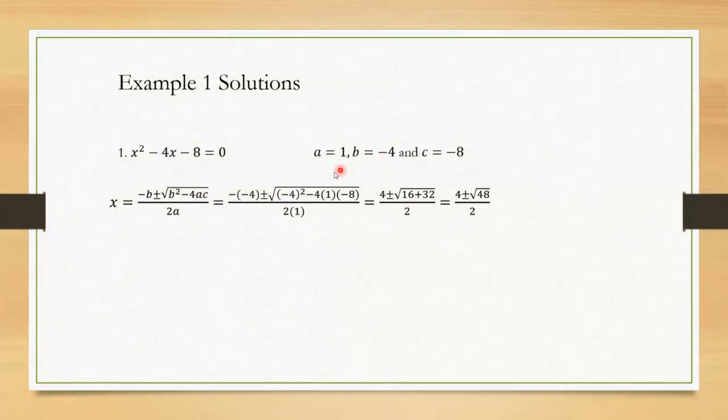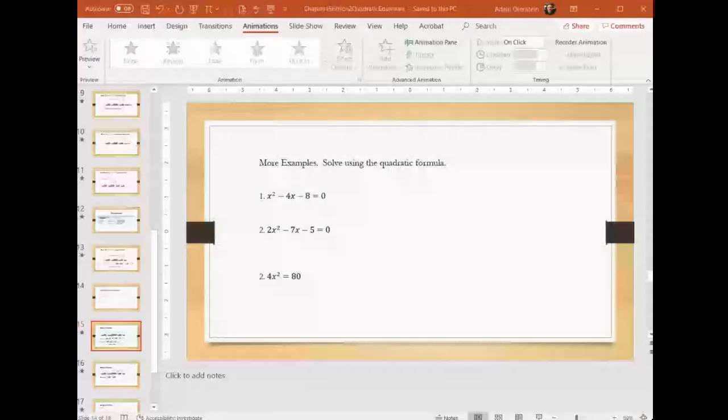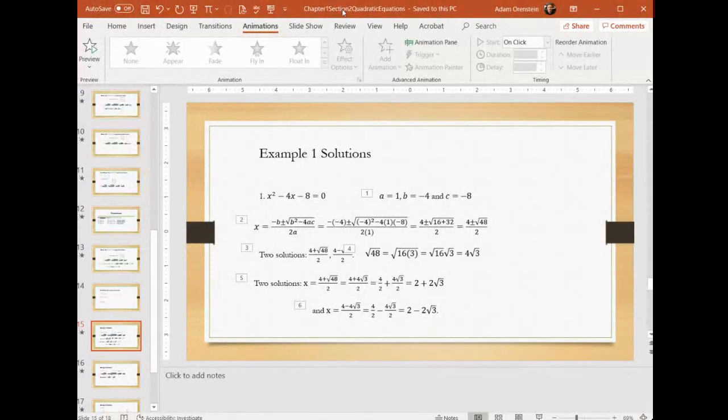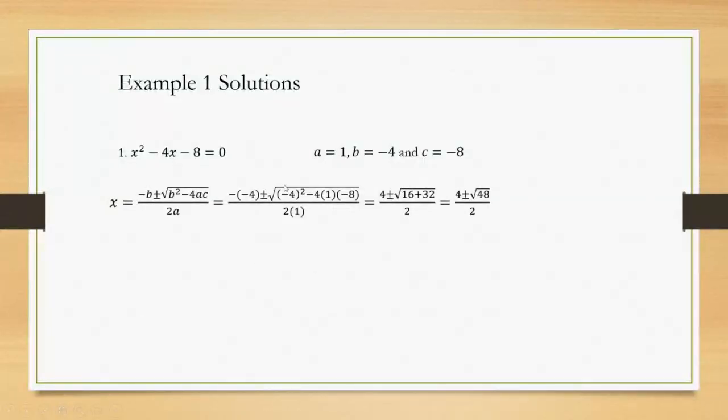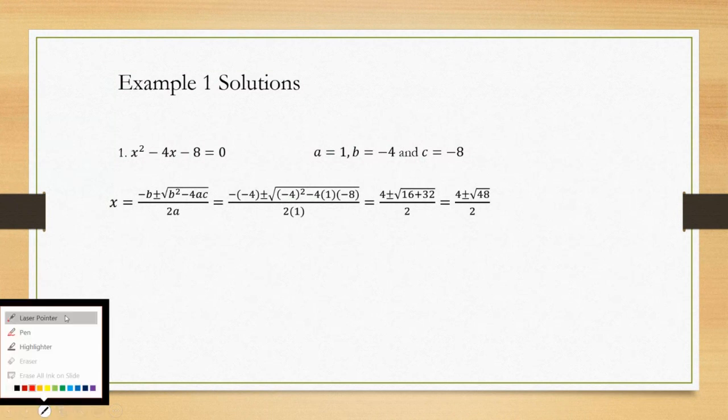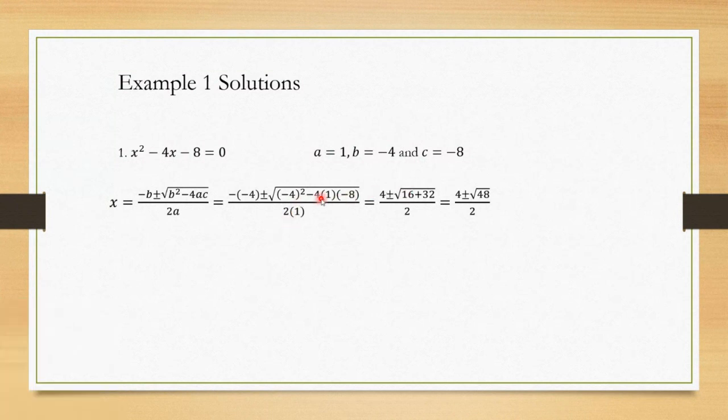Again, B is -4, and we have negative B here, so you would have a double negative, which is addition. Now, we also have -4 squared, which is 16. And we have -4 times 1 times -8, so that's why we have plus here. We would have -32, which becomes plus 32. And so we get this.